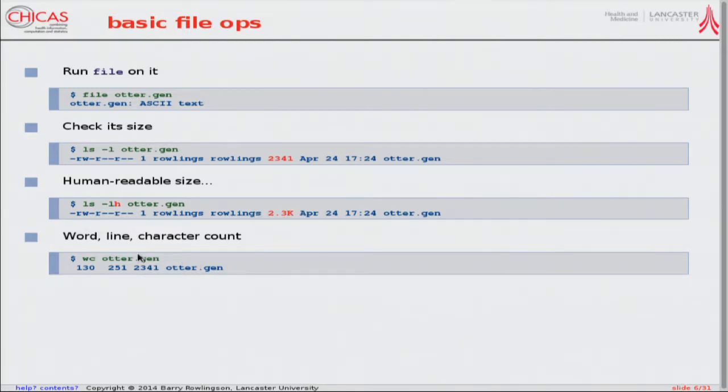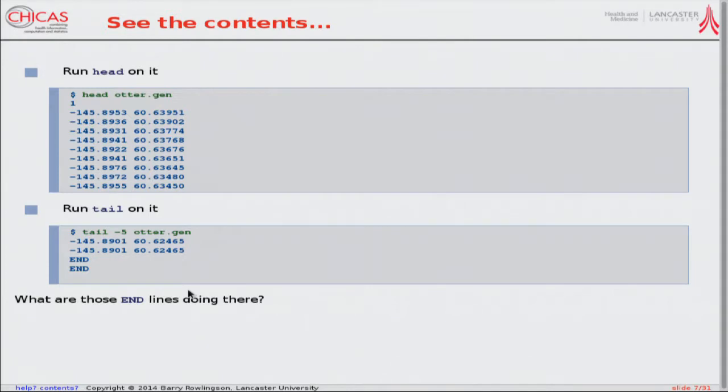Another useful little thing, once I know that this is a text file, is just to count how many words and lines and characters are in there. So I can quickly see there's 130 lines, 251 words, things divided by spaces, and 2,341 characters, which is the same number as I got up there. So that's just a little exercise on the side. This is intentionally a small file because I'm going to show you it in its entirety. But if someone sends you a bigger file, these things might be a bit more useful.